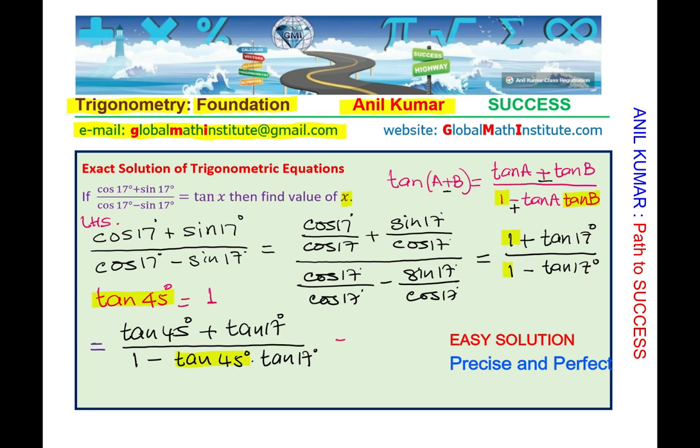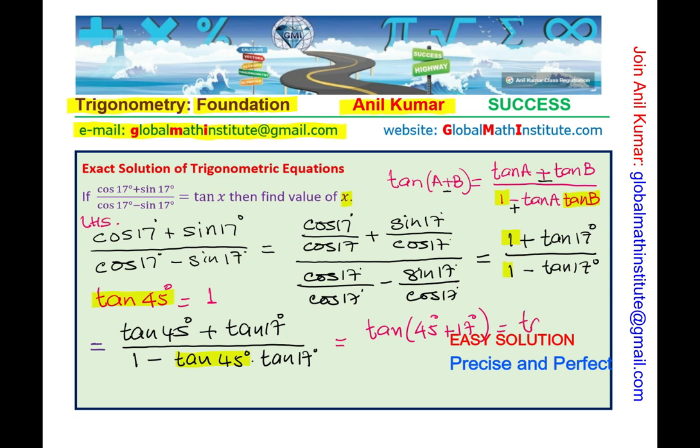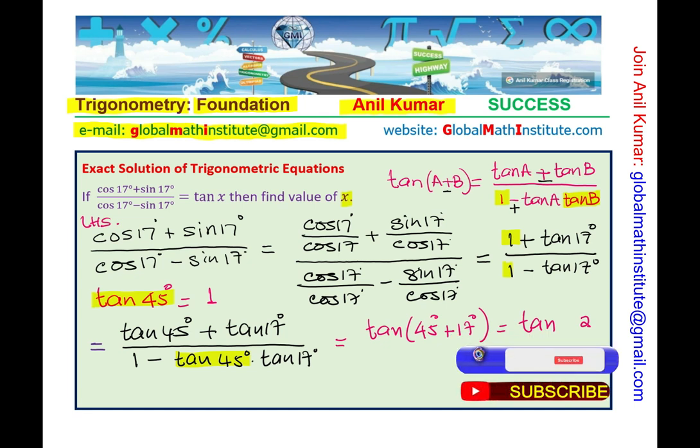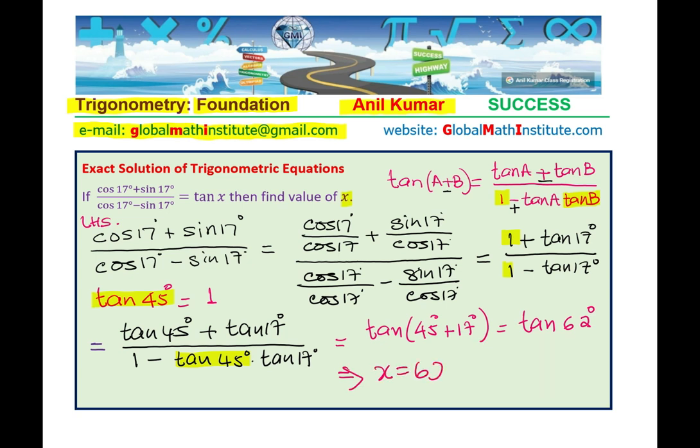And now we are good to write this as tan(A plus B), which is tan(45 degrees plus 17 degrees). If you add that up, you get the value of x: 5 and 7 is 12, and 4 plus 1 is 5, and 1 is 6, so 62 degrees. So clearly, we get the value of x as equal to 62 degrees. Makes sense, right? Perfect. So that is a neat way of solving this particular question.